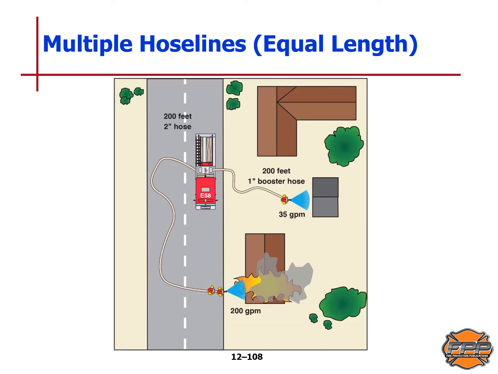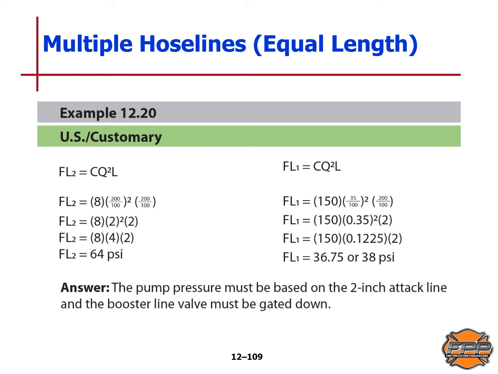Here's your multiple hose lines of equal length. You've got your pumper with 200 feet of 2-inch hose, two sections of it, and you've got 200 feet with a 1-inch booster hose, and then you've got 200 feet of 2-inch hose working on the main fire. So, multiple hose lines of equal length.